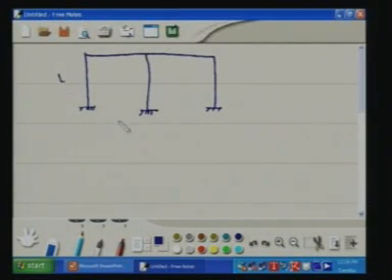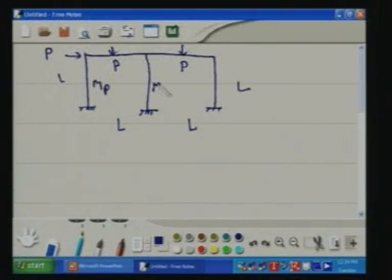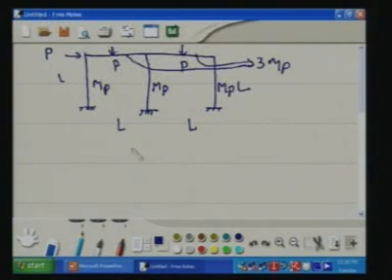So, let us take all the lengths L and take load in the middle, say this is P, and let us take here also P and a load here P, and let us take different MPs, plastic moment MP at all the 3 columns, and for these beams let us take the value 3 MP. So, what are the possible types of mechanism?